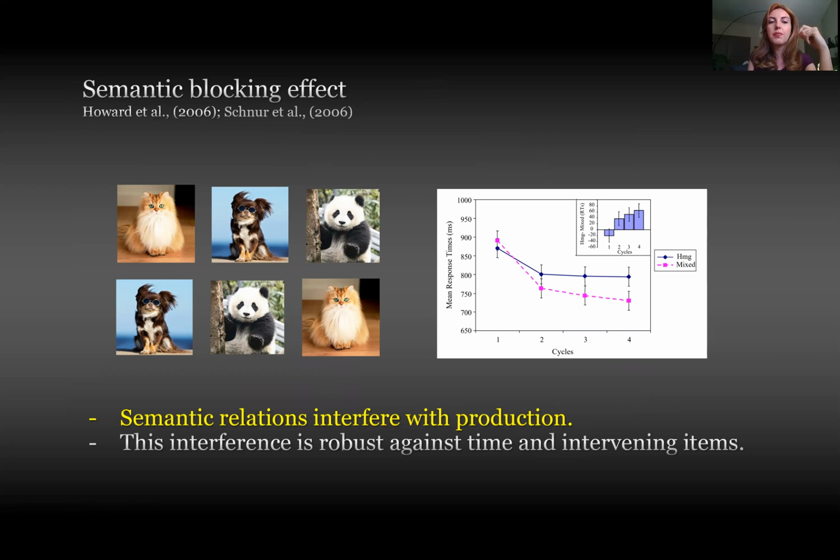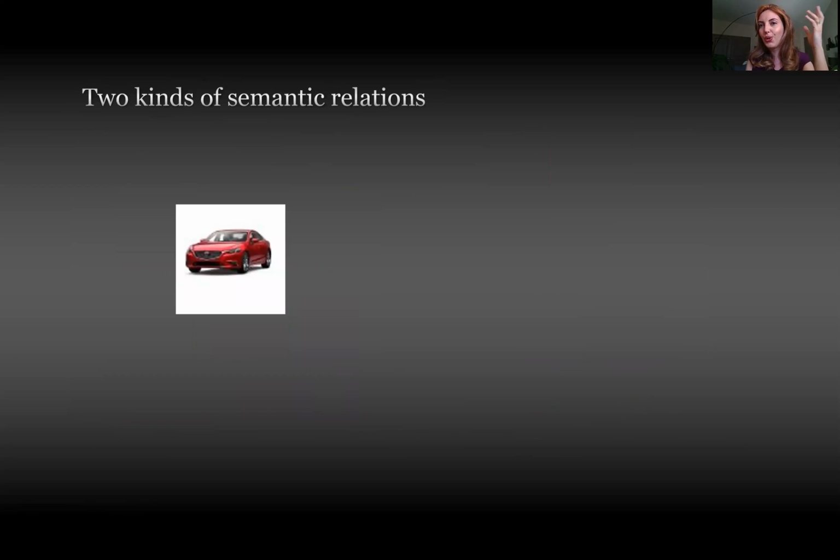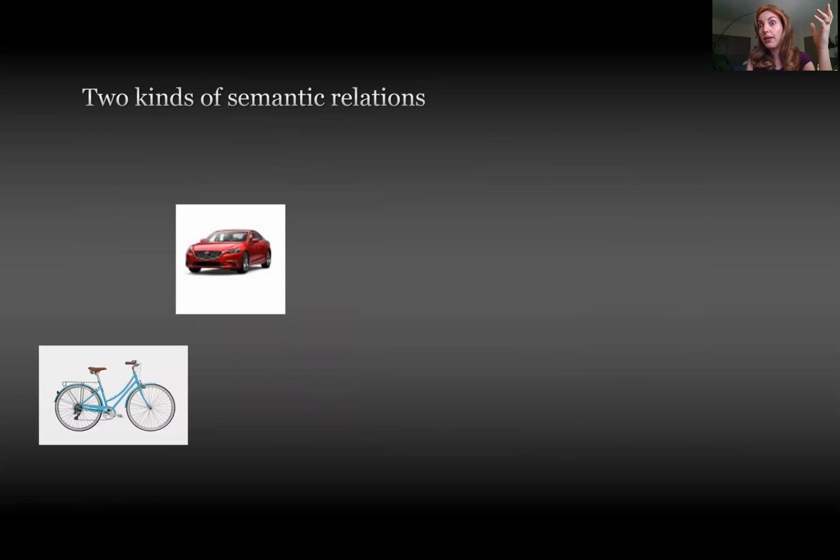And that was the claim that semantic relations generally induce interference. But semantic relations can be of different kinds and flavors. For example, take an item like car. You could say that car is similar to bike because they're the same kind of thing. So we call this taxonomic relation.